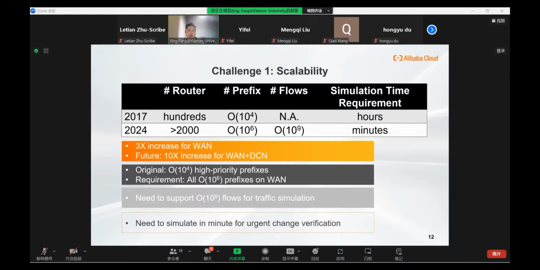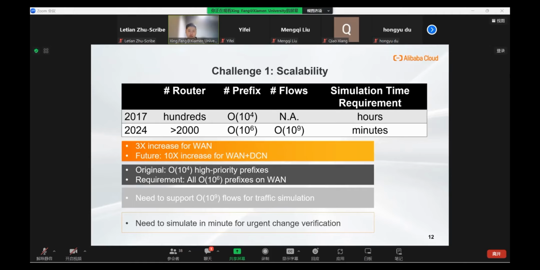The distributed simulation was evaluated on Alibaba Cloud's wide area network, as shown by the blue line in the left figure. Using 10 machines achieves a 5 times speedup compared with running on a single machine for the one scenario. When data center networks are included, the system can still complete the simulation within 25 minutes, demonstrating its future-proof scalability.